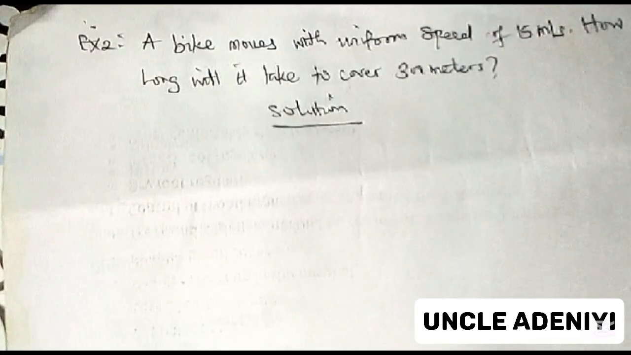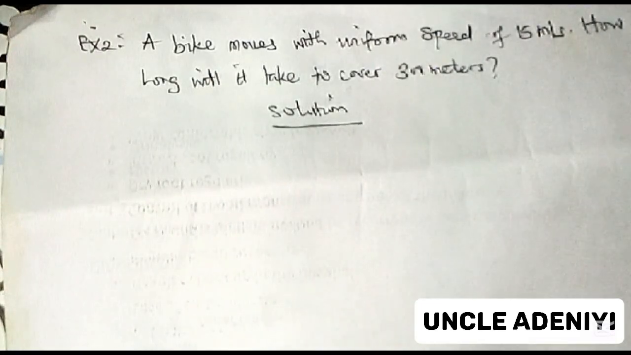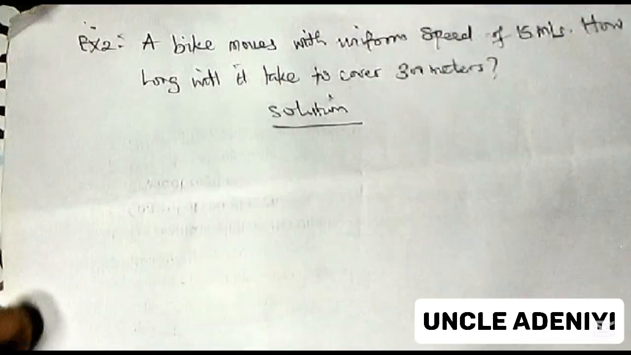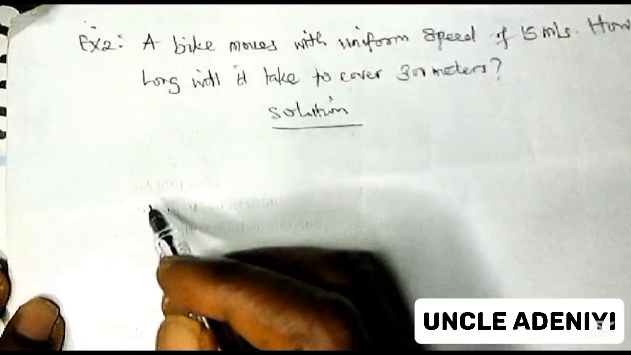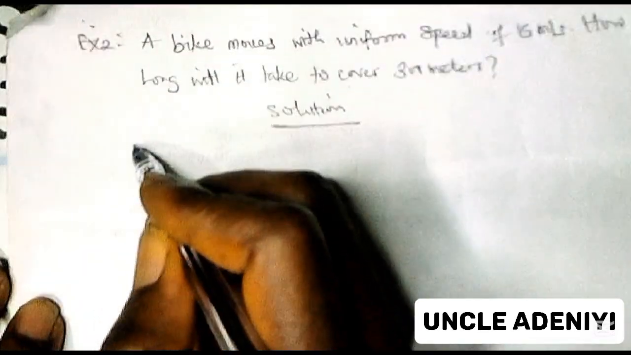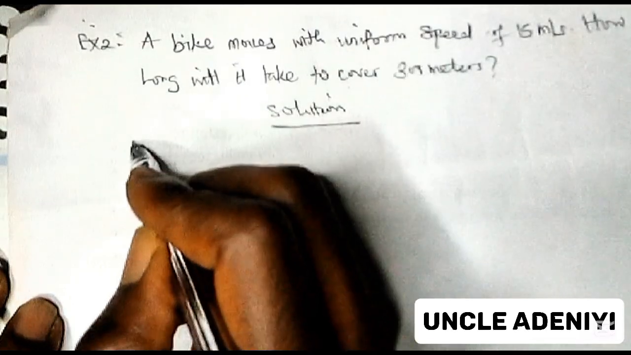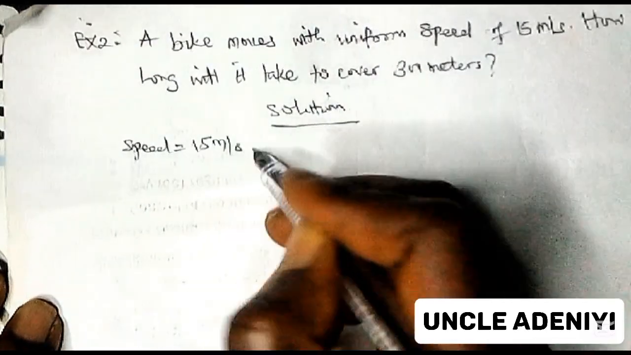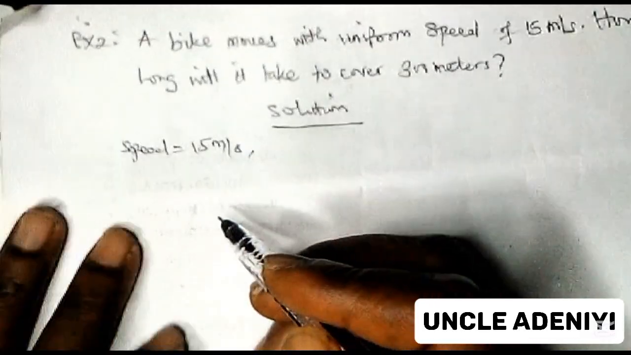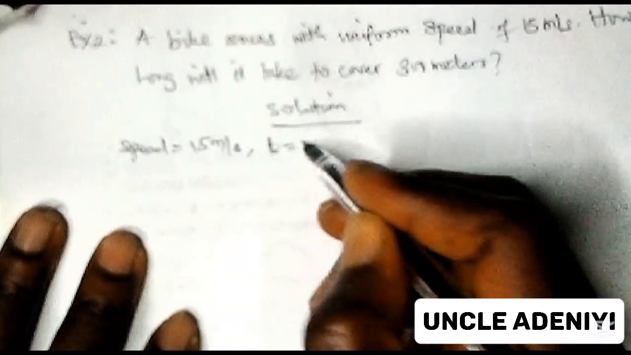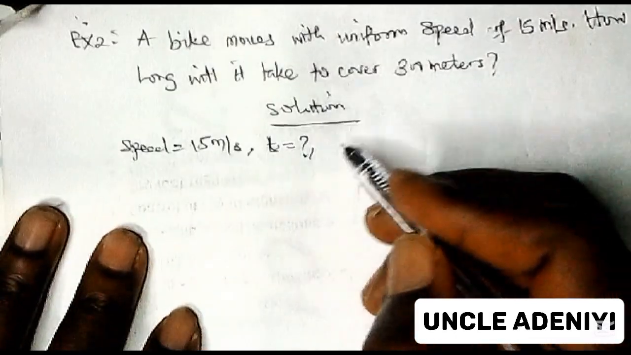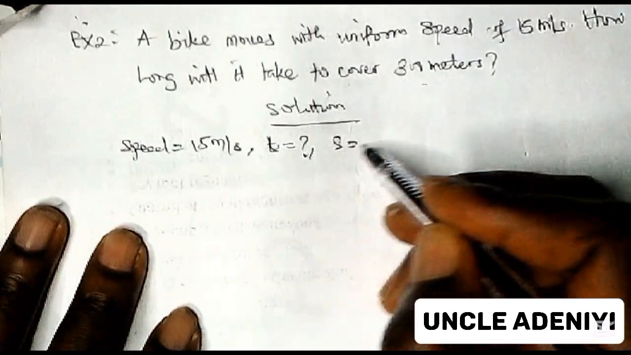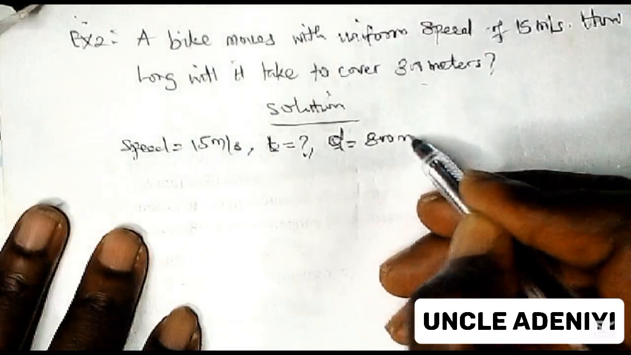Look at this question. It says a bike moves with uniform speed of 15 meters per second. How long will it take to cover 300 meters? So the speed equals 15 meters per second. We are asked to calculate the time. And they give you the distance to be 300 meters.